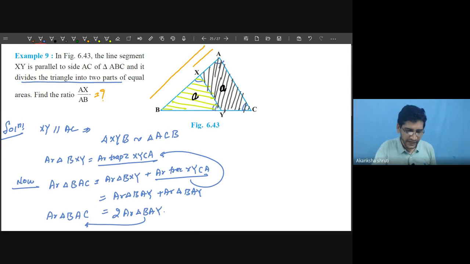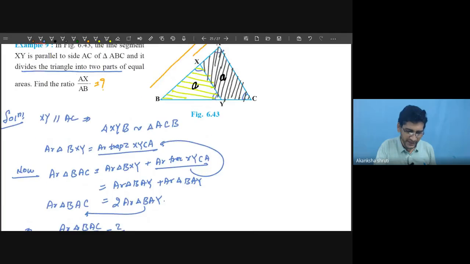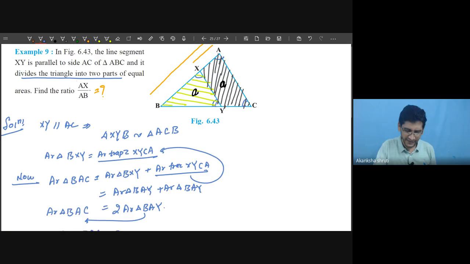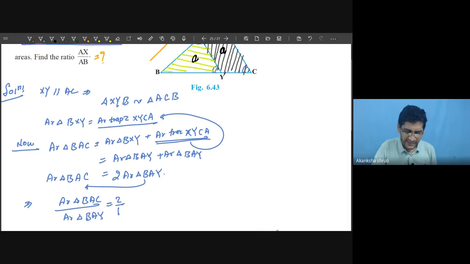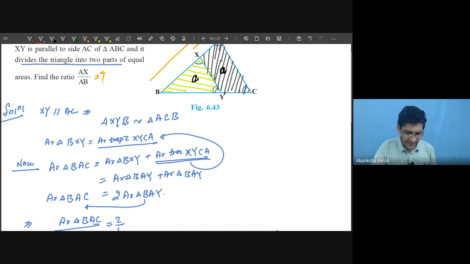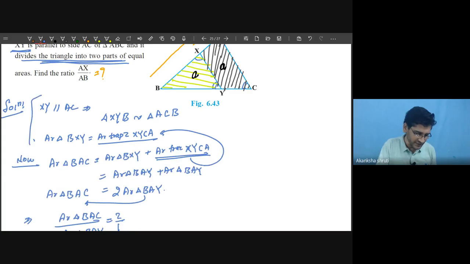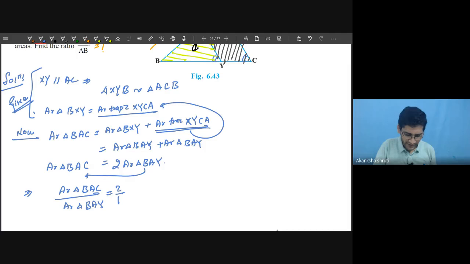Are you not getting? BAC, the bigger triangle, we have taken in the numerator on the left hand side. We first wrote this as the smaller triangle BXY and trapezium XYCA. Then this trapezium XYCA is again replaced by triangle BAY, because it is given that this line is dividing the triangle into two equal parts. So that's why I have written this. Okay, so this much information is given to us. I have used this given information to know the area. Bringing this right hand side BAY in the denominator, we have obtained this 2 by 1.